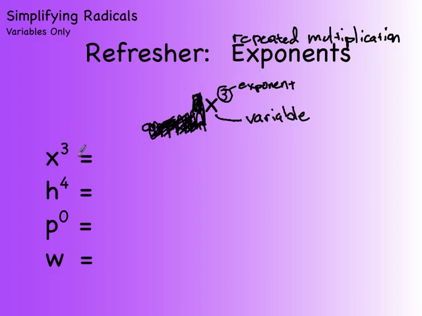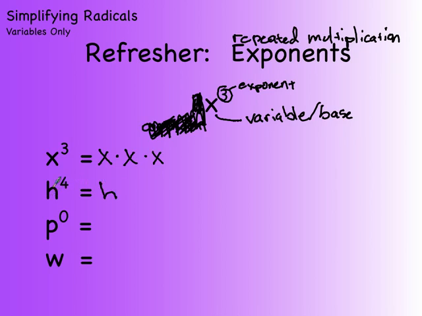So for instance, looking at the first problem I have written down, I have x to the third. That means I'm going to take the variable, sometimes also referred to as the base, by the way, and the exponent tells me how many times I'm going to multiply it out. So I had x to the third, which means I'm going to multiply the base 3 times. 1, 2, 3.